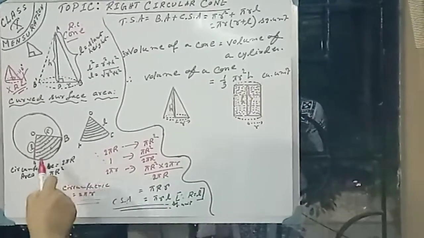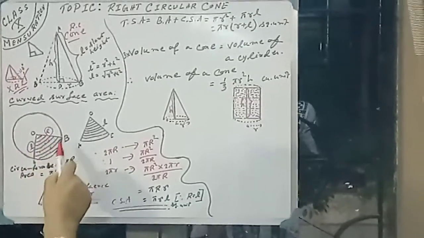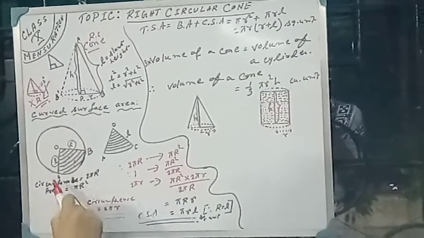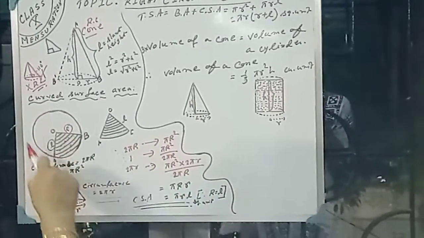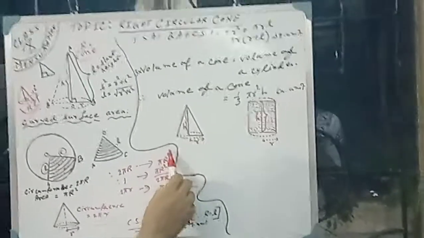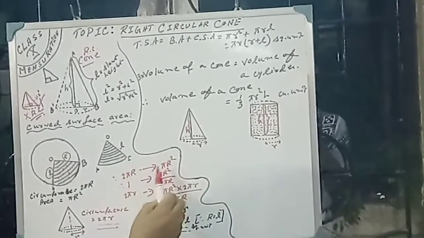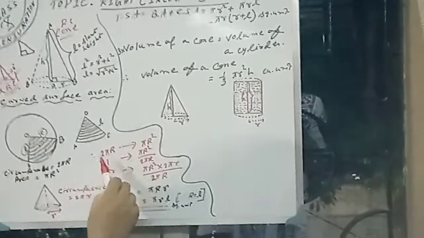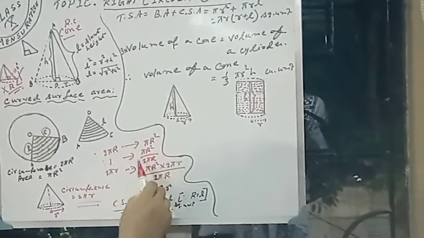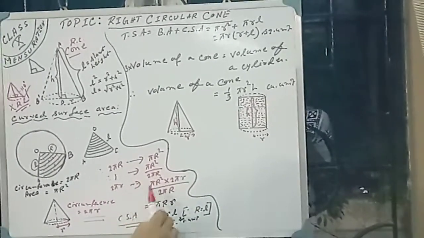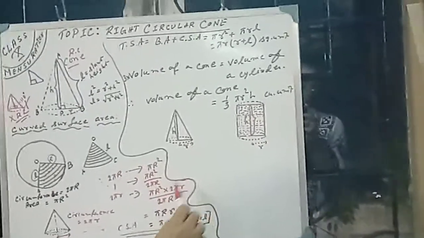So 2 pi capital R, that means this circumference represents the whole area, that is pi capital R square. So 2 pi capital R units equal the area pi capital R square. So 1 unit equals pi R square by 2 pi R. Then 2 pi small r units will be pi R square into 2 pi small r by 2 pi capital R. Just do the calculation part.